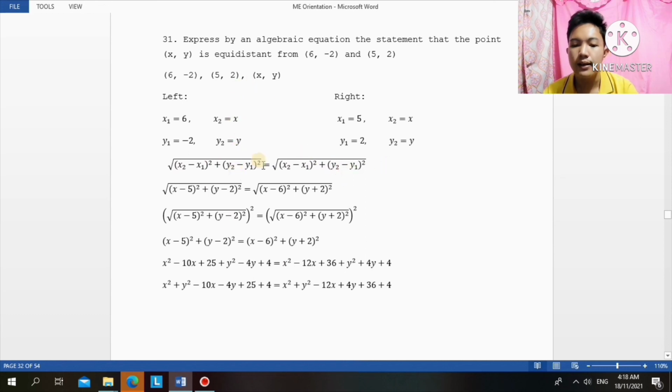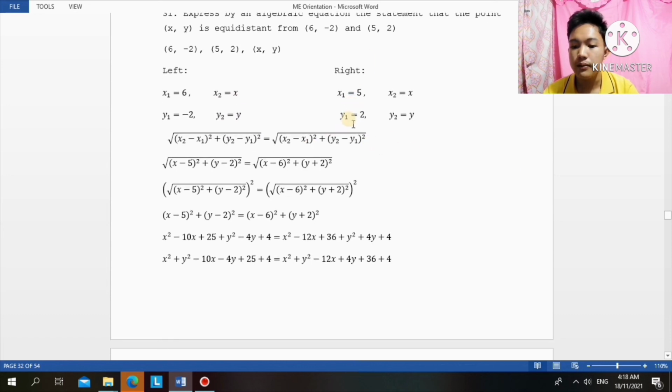So, from the left equation, our x sub 1 is equal to positive 6, our y sub 1 is equal to negative 2, our x sub 2 is equal to x, and our y sub 2 is equal to y. From the right equation, our x sub 1 is 5, y sub 1 is equal to 2, x sub 2 is equal to x, and y sub 2 is equal to y. So, substitute the values to the given equation.